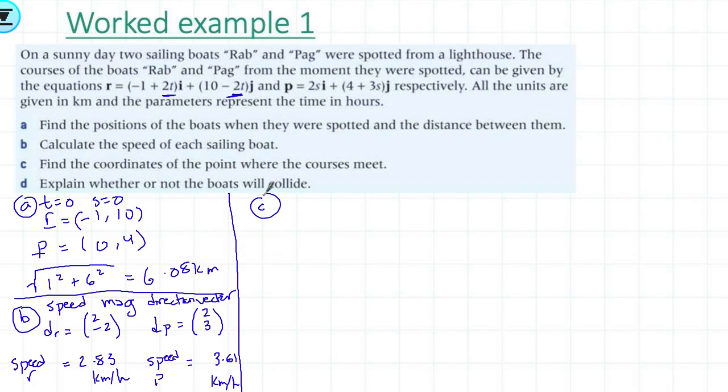For part C, it says find the coordinates where the courses meet. So that's another way of saying the intersection point. So we will rewrite R, and you can do this in many different methods. I'm going to use this method. So for r, we have x is -1 plus 2t, and the y coordinate is 10 minus 2t. And for p, we have x is 0 plus 2s, and the y is 4 plus 3s.